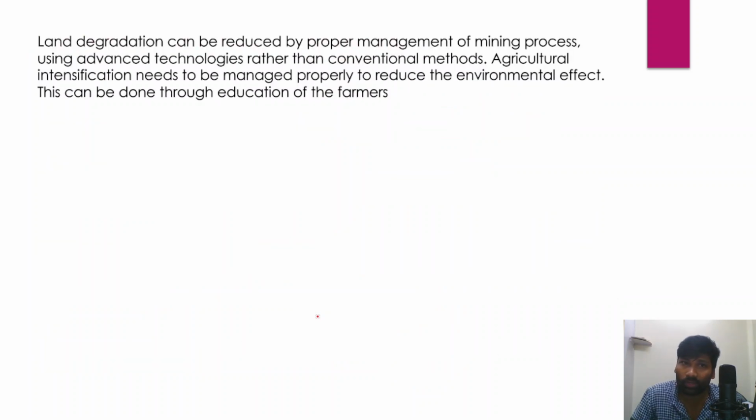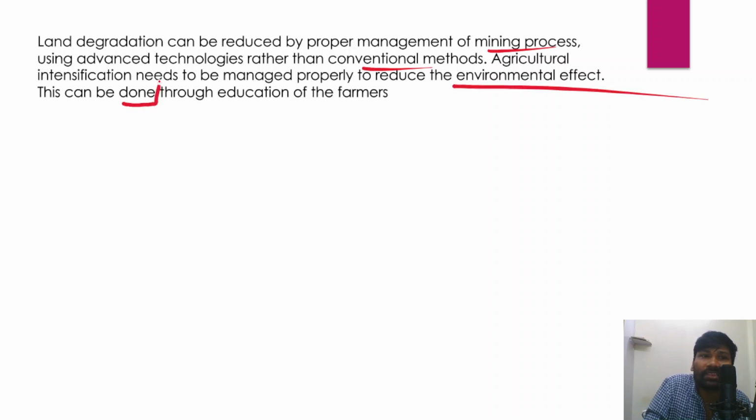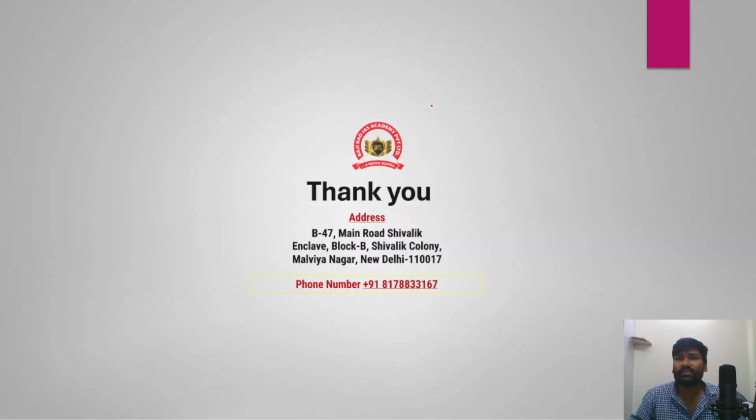So in conclusion, what you can write: land degradation and desertification has been increasing, there is no doubt about that, but it can be reduced by proper management of mining processes using advanced technologies rather than conventional unscientific methods. And in fact, agricultural intensification needs to be managed properly to reduce the environmental impacts, and that can be done through the education of the farmers, right? That is how you can write the conclusion, and you can also suggest some other measures as part of this answer.